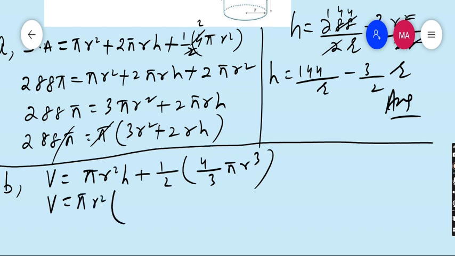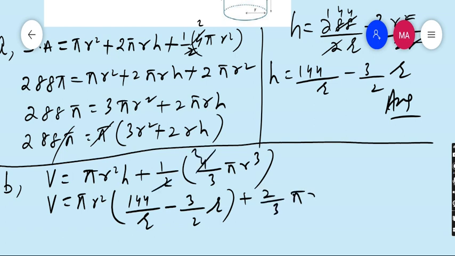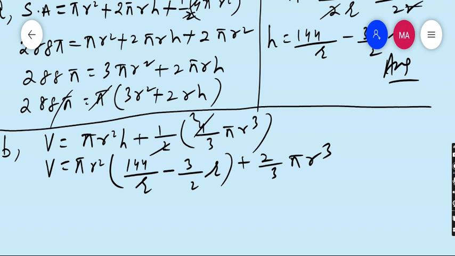πr²h, which we have found from part A, plus 1 upon 2 to the 4, 2 upon 3 πr³. Kindly ignore this. Sometimes I make different shapes, different r shapes. So r is the same throughout the question.